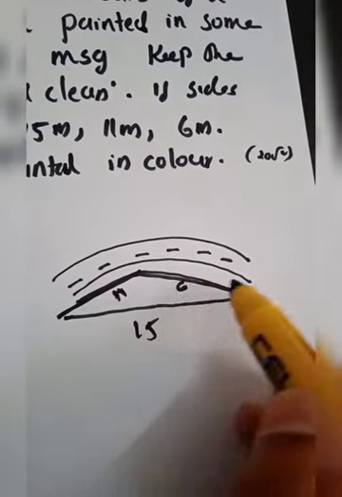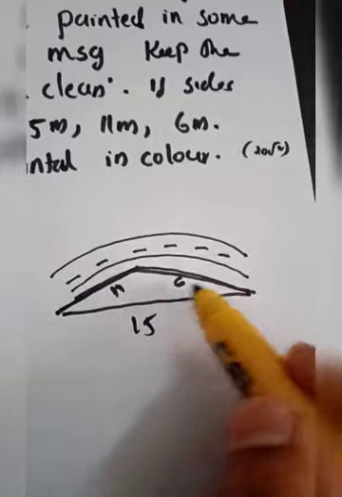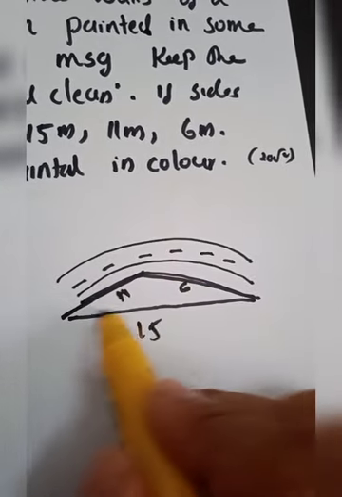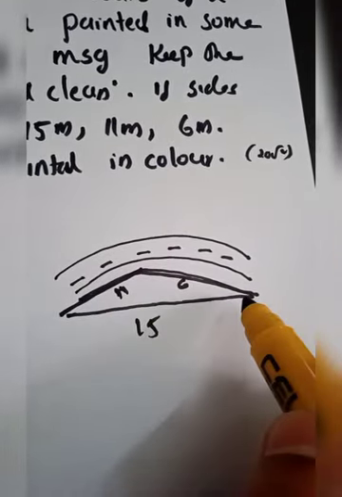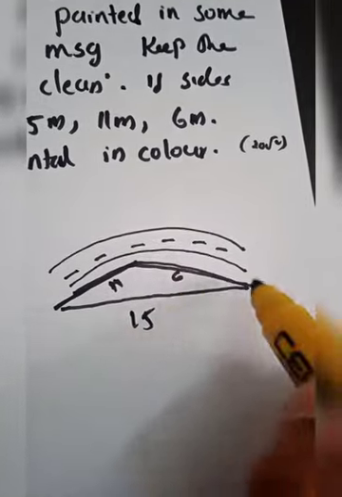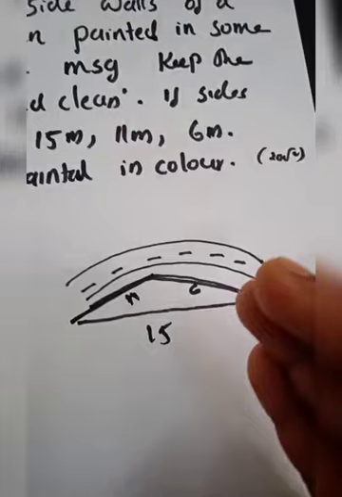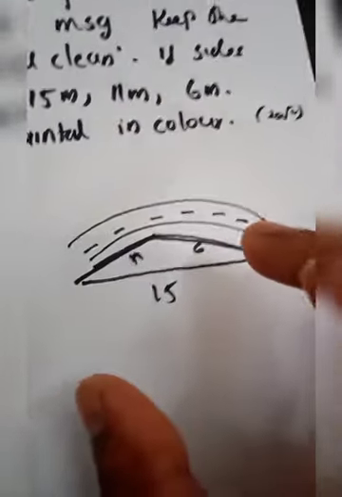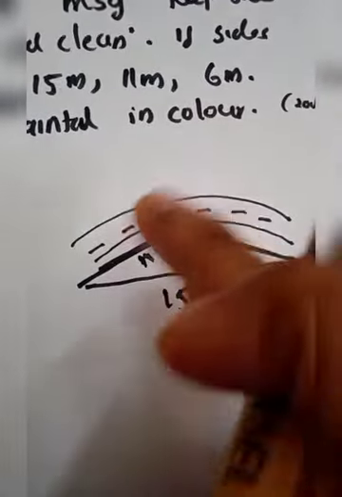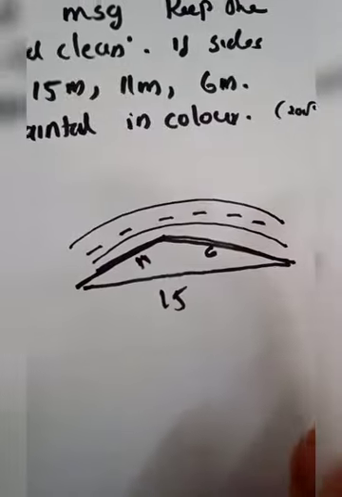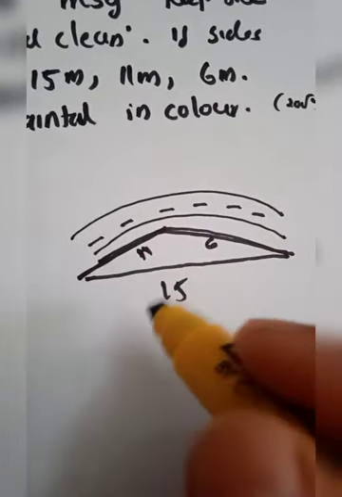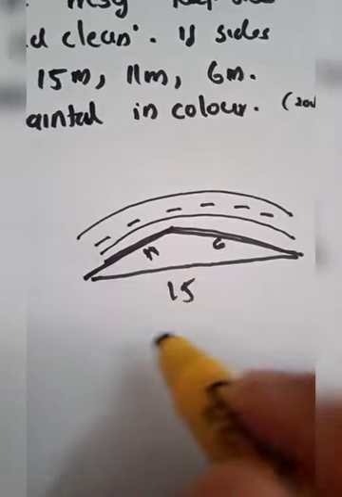Something is written here and painted. We are supposed to calculate the area which they painted. That means you are supposed to calculate the area of the triangle, because they painted the triangle completely. So in order to calculate the area of the painted region, it's better to calculate the area of the triangle. It's very simple, no? All the three sides are given.